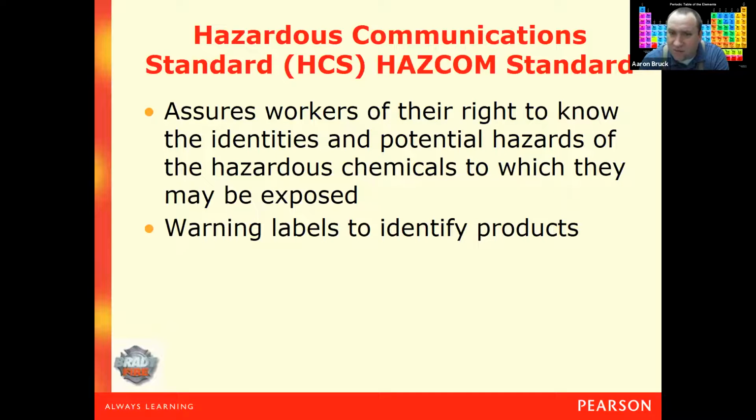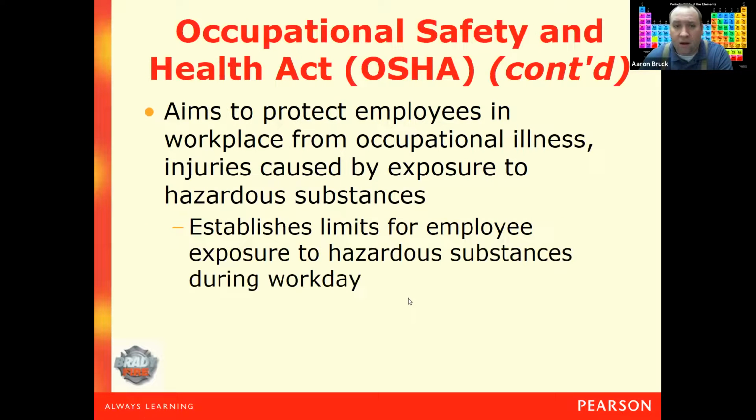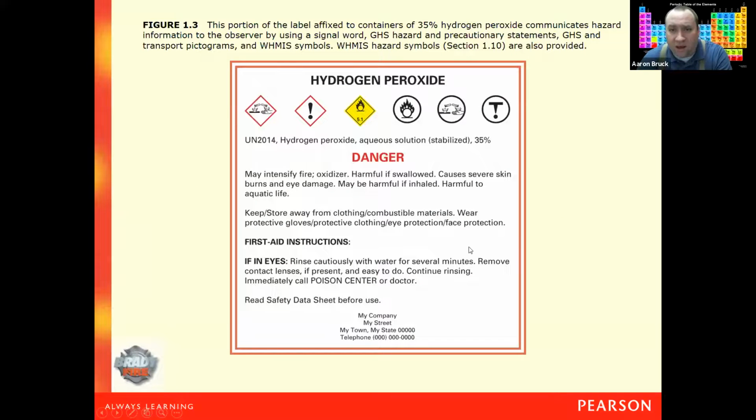So if this sounds familiar, it's because we're taking some of the stuff from the Federal Hazardous Substances Act and some of the stuff from OSHA and putting it together. And this is an example of a label that meets the specifications of the HazCom Standard. So this is a warning label for 35% hydrogen peroxide. 35% hydrogen peroxide is relatively nasty stuff as far as an oxidizer is concerned.